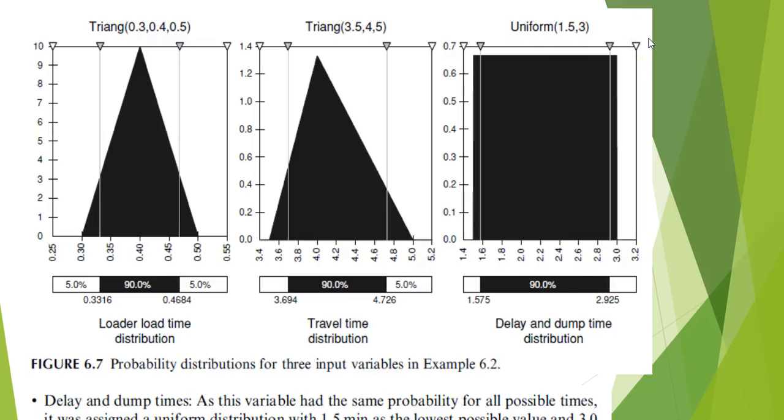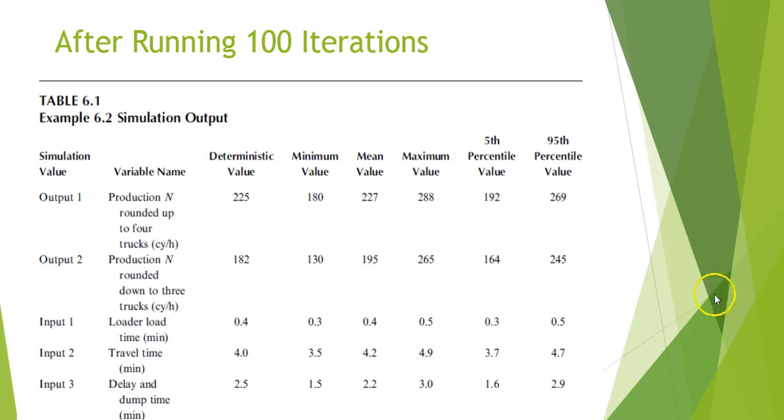The bigger, more powerful your computer, the more times you can run it quickly. But then you take all those answers, the output from all those runs, and you average them up, and that gives you your final answer. So what do you do? Let's say you've gone ahead and used @Risk and you've run a bunch of simulations, and what do you get? In this case, we run 100 iterations, and that's what each run of the simulation is called, an iteration.